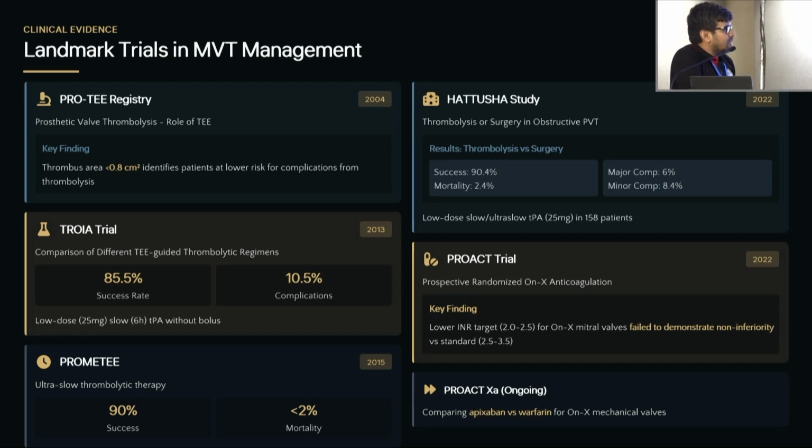And as I told, the Hatashu trial says thrombolysis is better than surgery because the mortality is higher compared to thrombolytic therapy. And the PROACT trial was on whether we can use DOACs, but it was discontinued because the patients started developing thromboembolisms when put on DOACs. So the trial was stopped in between. The role of direct Xa inhibitors has still not been studied.